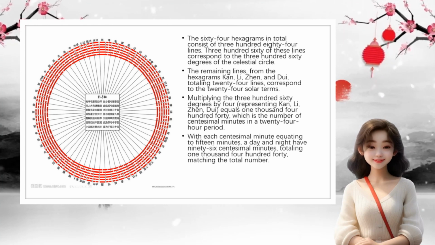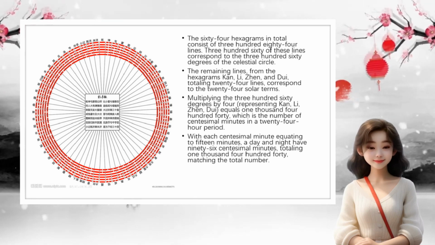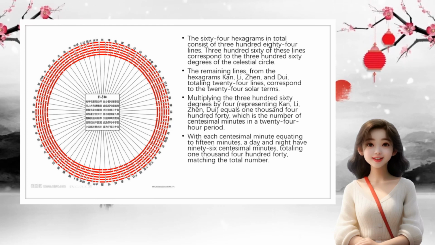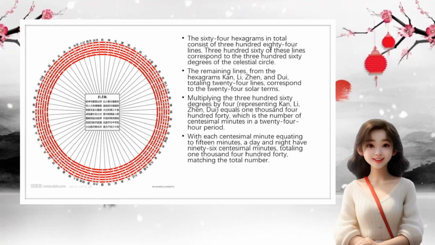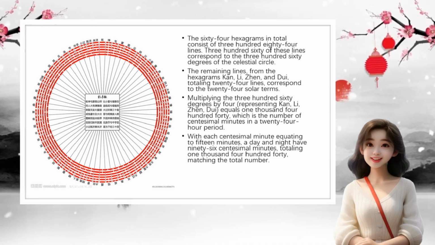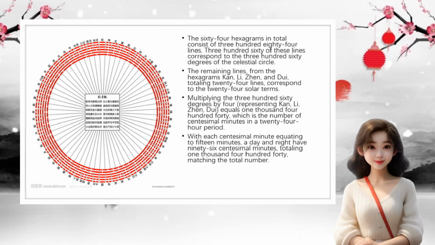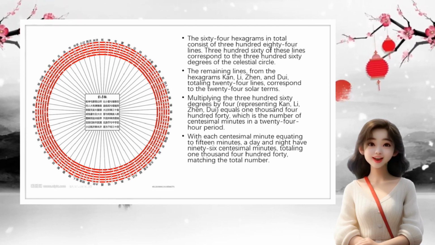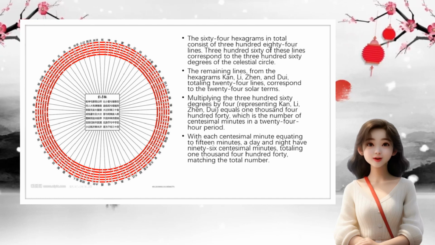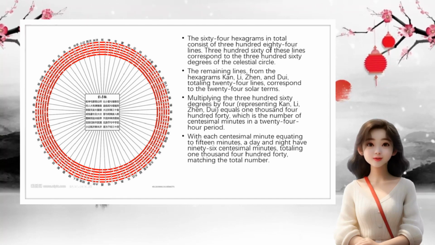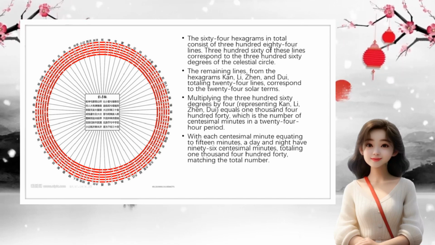The 64 hexagrams in total consist of 384 lines. 360 of these lines correspond to the 360 degrees of the celestial circle. The remaining lines from the hexagrams Kan, Li, Zhen, and Dui, totaling 24 lines, correspond to the 24 solar terms. Multiplying the 360 degrees by 4, representing Kan, Li, Zhen, Dui, equals 1440, which is the number of minutes in a 24-hour period, with each centesimal minute equating to 15 minutes. A day and night have 96 centesimal minutes, totaling 1440, matching the total number.